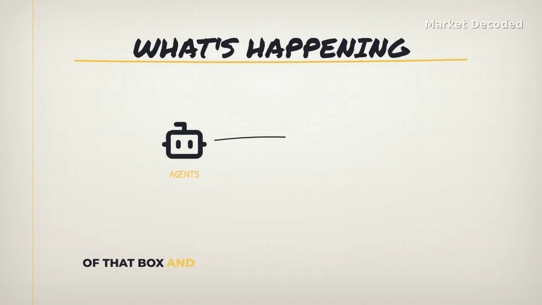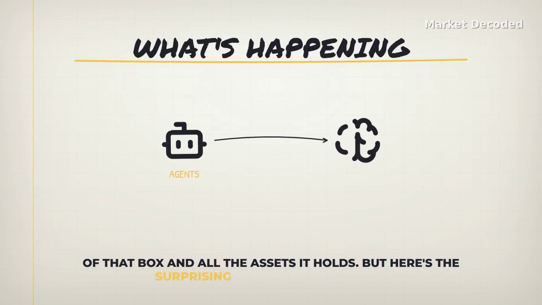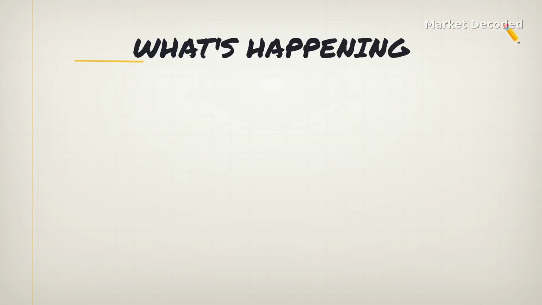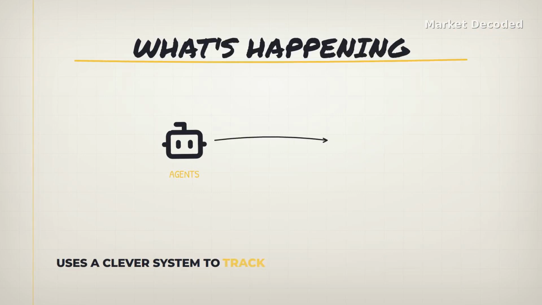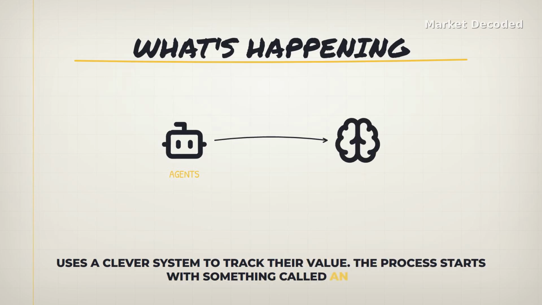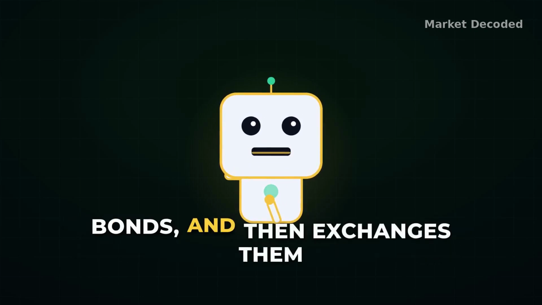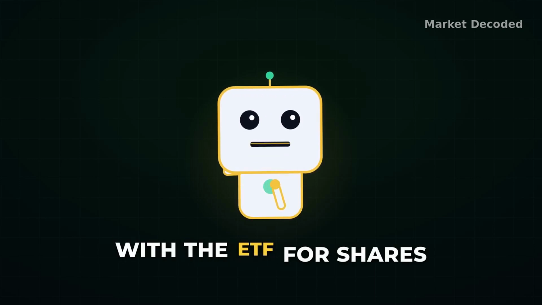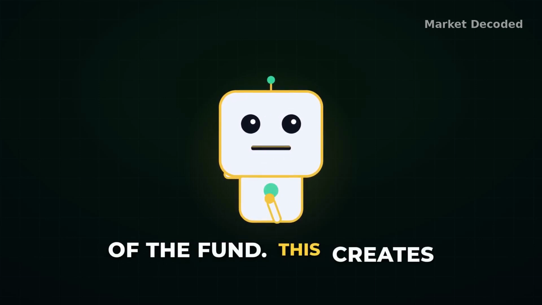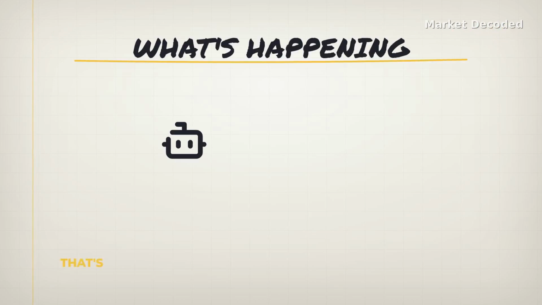assets it holds. But here's the surprising part. The ETF itself doesn't actually go out and buy all those individual assets. Instead, it uses a clever system to track their value. The process starts with something called an authorized participant, which is usually a big financial institution. This institution buys or sells the underlying assets, like stocks or bonds, and then exchanges them with the ETF for shares of the fund. This creates a market for the ETF that's tied to the value of the underlying assets.